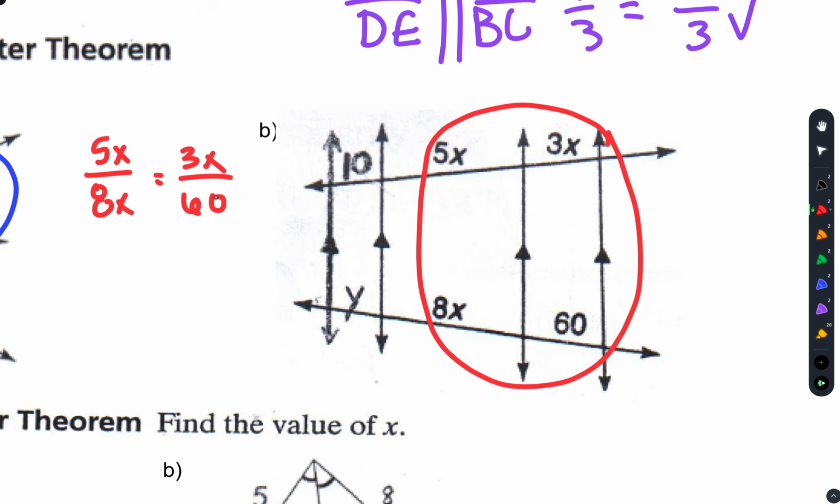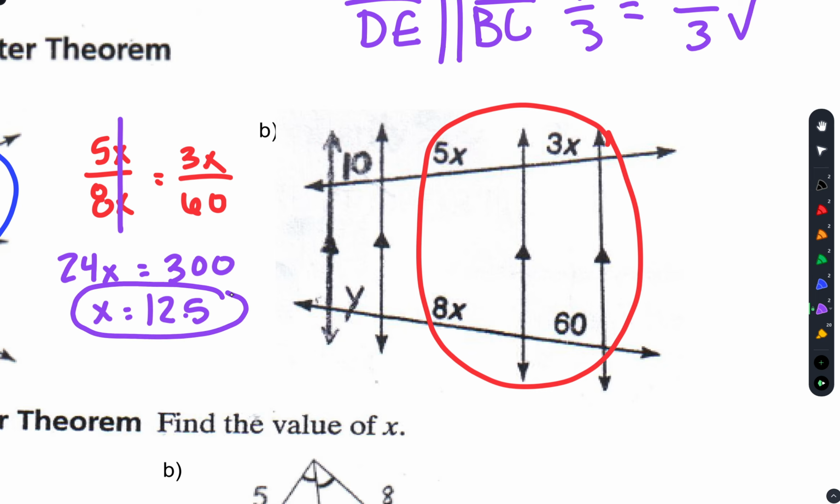Take a look at that fraction on the left, 5x over 8x. What can I cancel out of that fraction? I can cancel out an x. So let's cancel out those x's. Let's get rid of them. Make my life a little bit easier. 8 times 3x is 24x. 5 times 60 is 300. So x makes a nice 12.5. That's a lot easier than trying to do some square roots business in there.